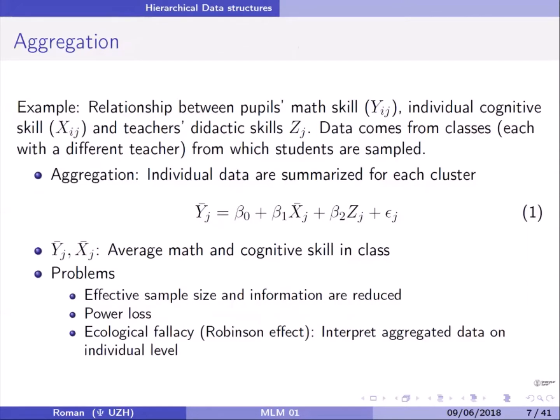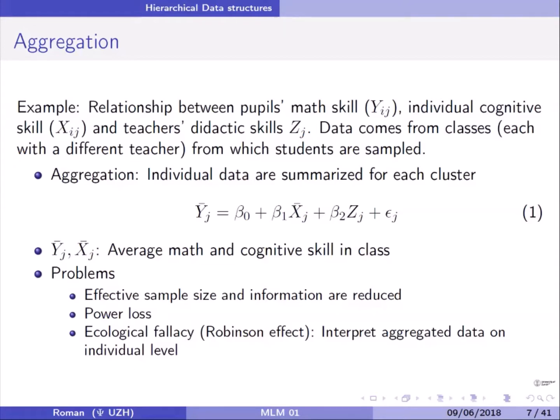So let's use that example here. Let's say we want to look at the relationship between pupils' or students' math skill, Yij, predicted by individual cognitive skills, Xij. Again, Y will always have information regarding every case. For Xij, we're saying we will have cognitive skills for each participant or each student. And we will have the teacher's didactic skill, which will be Zj. Just think of this as some performance measure of the teacher's ability. So each teacher will have a didactic score. So data comes from the classes, each with a different teacher, from which students are sampled.